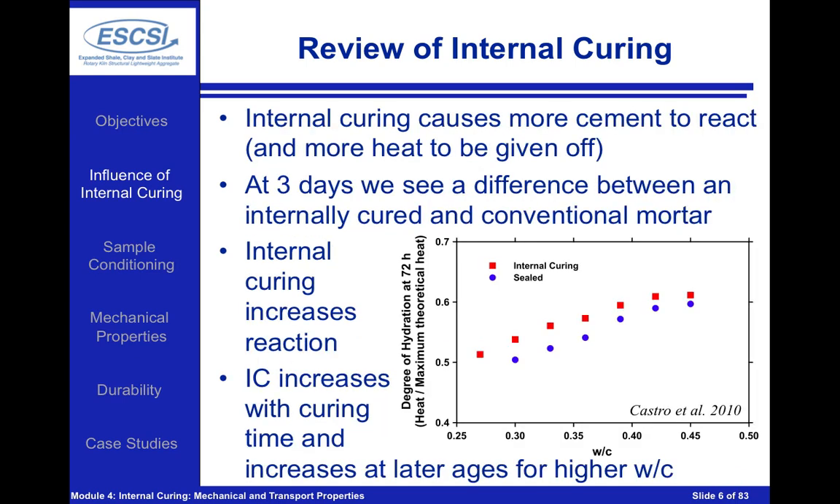Now you may ask, well, how can we measure this reaction? There are several different ways that this can be done. This can be done by measuring the non-evaporable water, and several studies have done that. But what I've shown here is just a simple example measuring the heat that's given off in a cementitious material after 3 days. At 3 days here, we can see the heat on the y-axis versus the water-to-cement ratio on the x-axis.